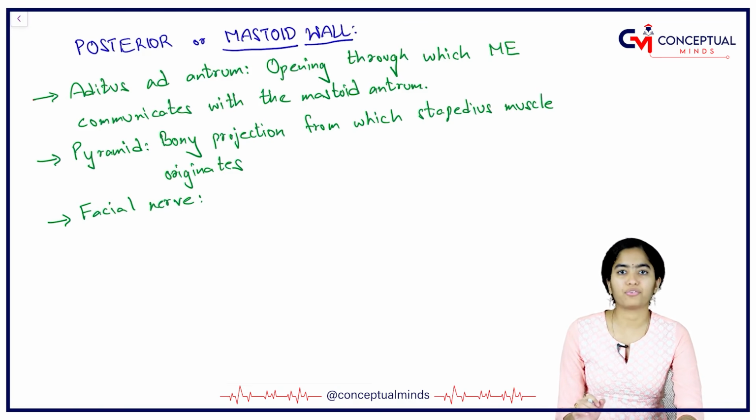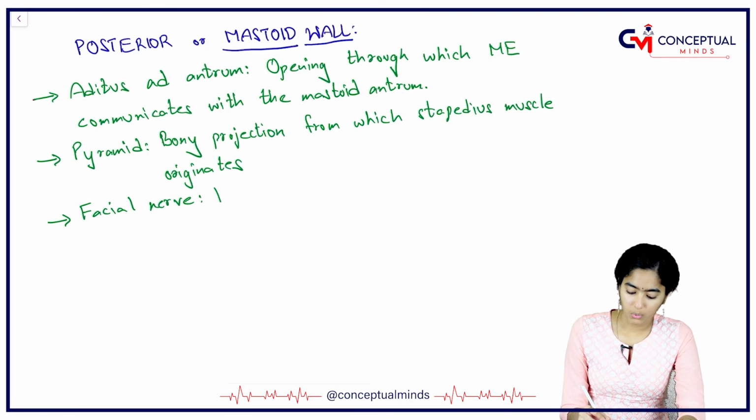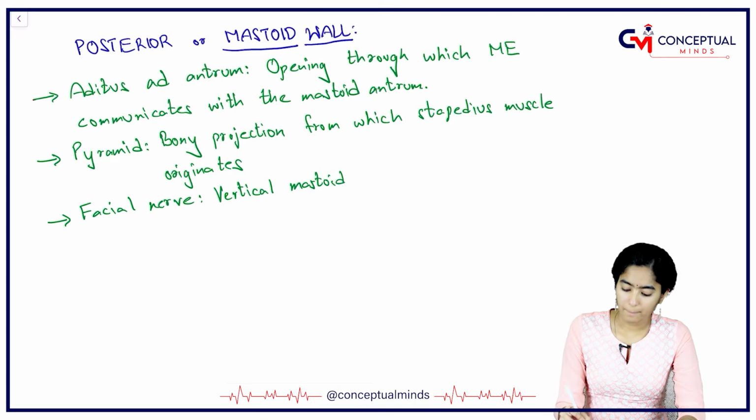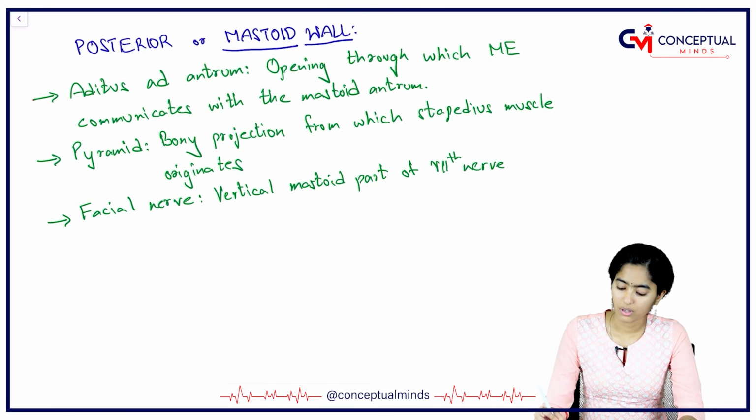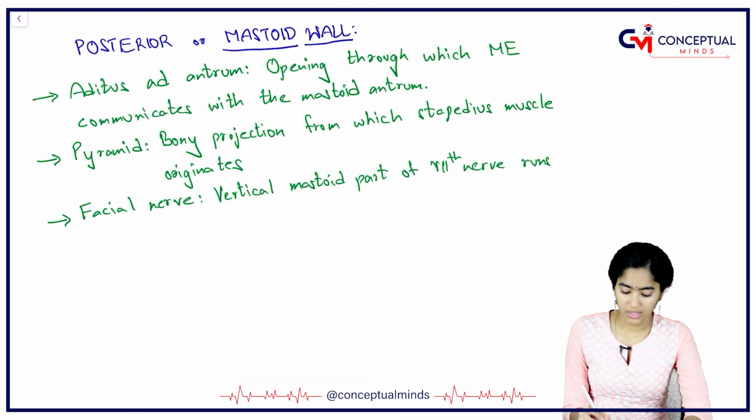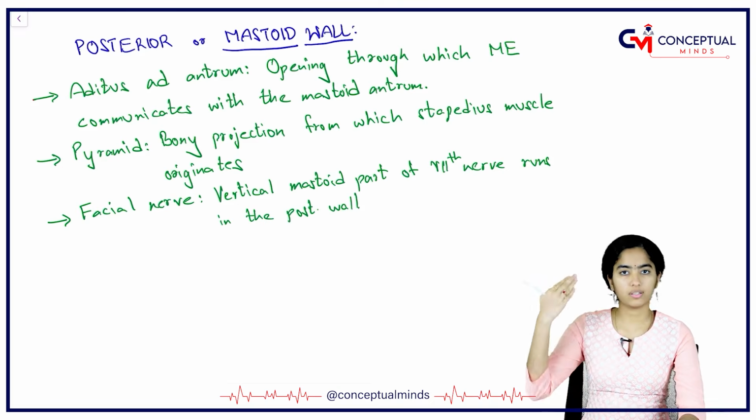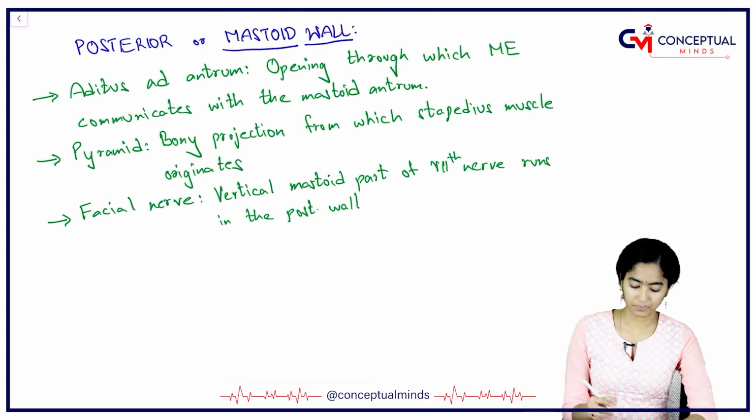Then we have the facial nerve running in the posterior wall, where the vertical mastoid part of the facial nerve runs behind the pyramid. Vertical mastoid part of the nerve runs in the posterior wall. Just behind the pyramid, the facial nerve is running.